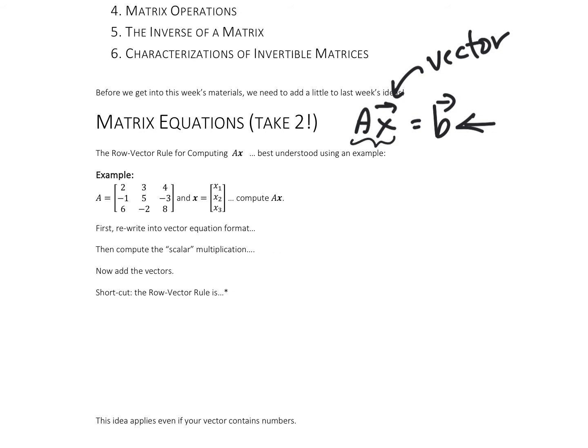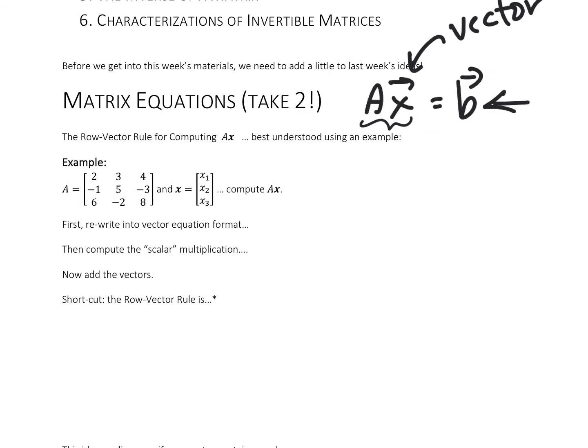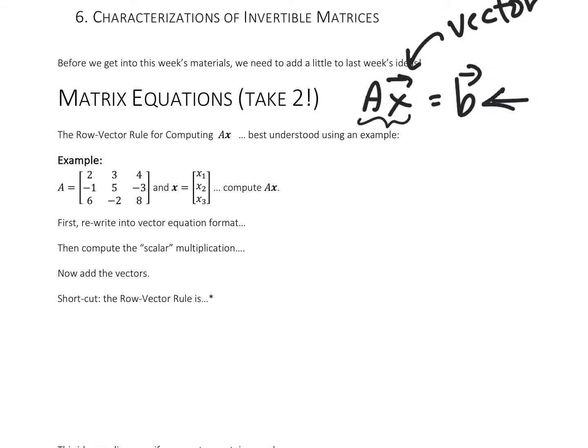So what do we do? How do I actually get A times X, that X vector? We did kind of go backwards. So we took vector equation format and used that to find AX. So we're just going to quickly go through this and talk about how to actually multiply these two things together. This is going to help us when we come to talking about multiplication of matrices.